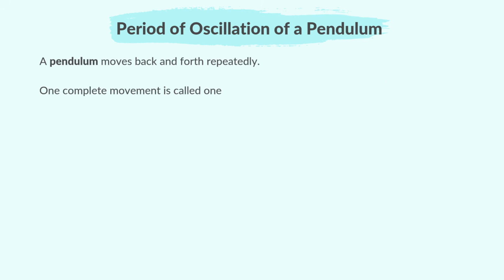Period of oscillation of a pendulum. A pendulum is an object that hangs and swings back and forth because of gravity. A pendulum moves back and forth repeatedly. One complete movement is called one oscillation. That is, the pendulum swings from one side, through the middle point, to the other side, back through the middle point, and returns to the starting side. That is one oscillation.